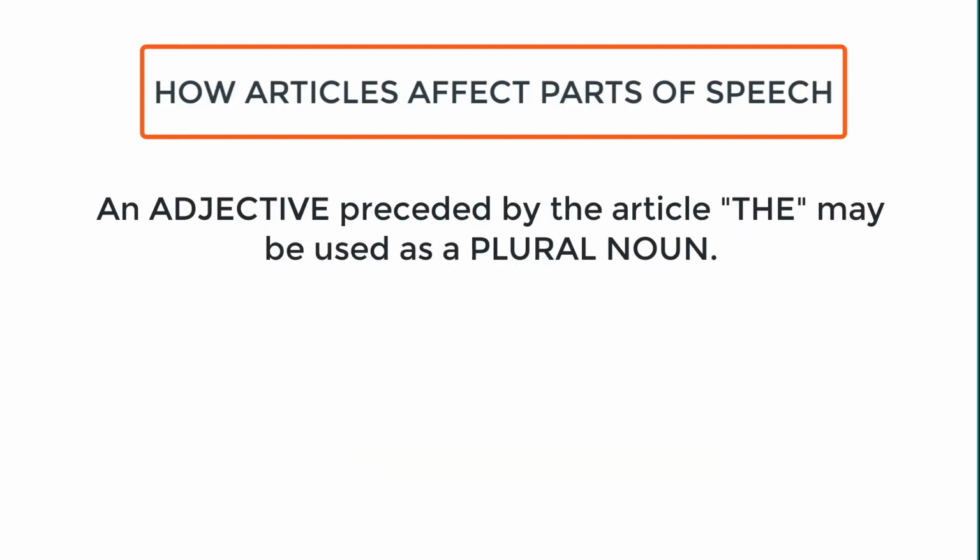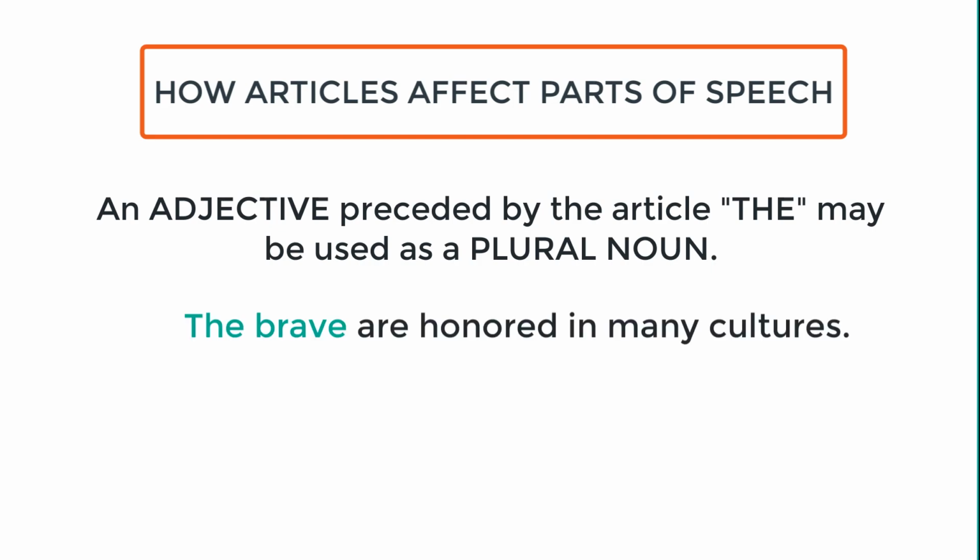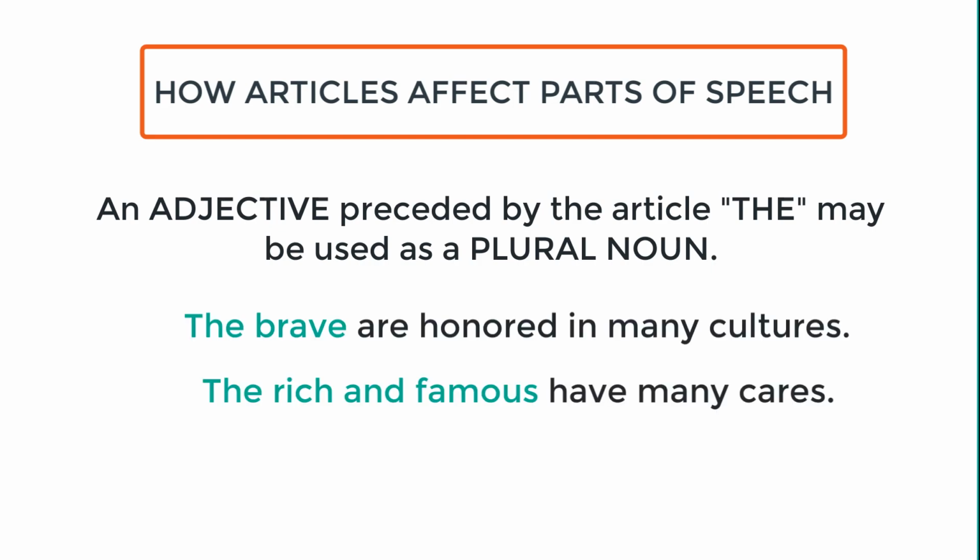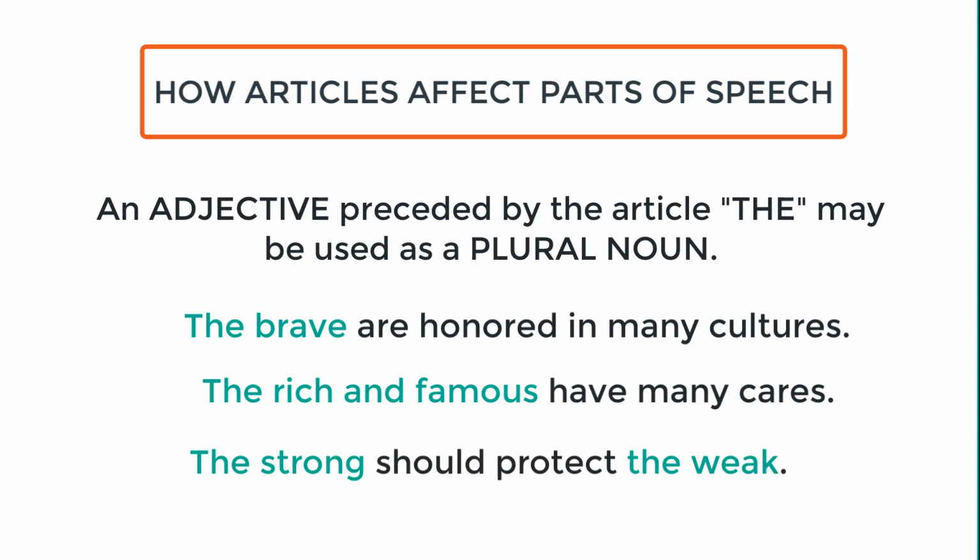You may also notice that an adjective preceded by the article, the, may be used as a plural noun, like in these examples. The brave are honored in many cultures. The rich and famous have many cares. The strong should protect the weak. Notice that here we have adjectives, but because we placed the definite article, the, before it, we have now turned it into a plural noun.